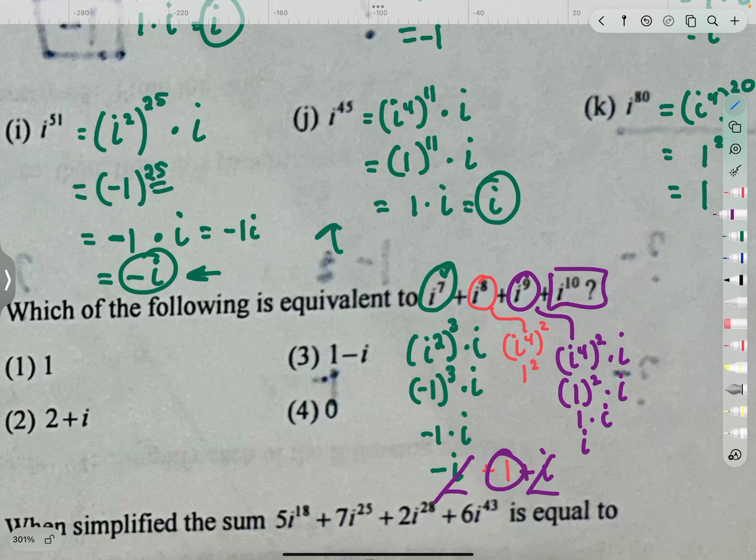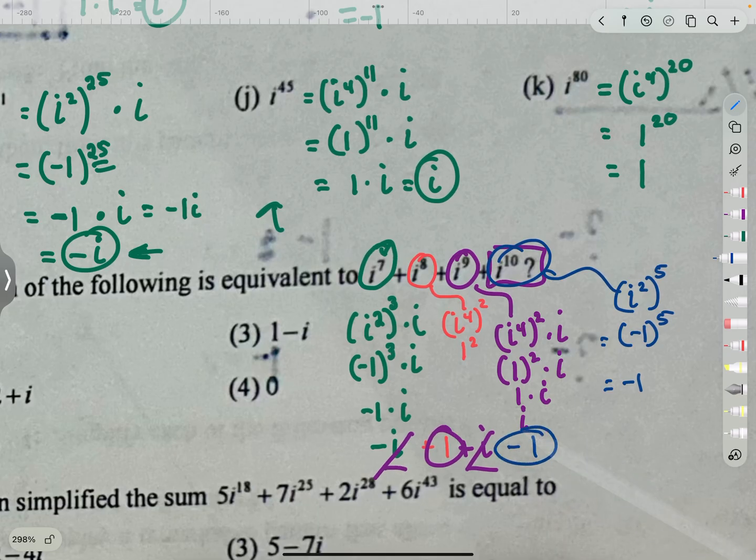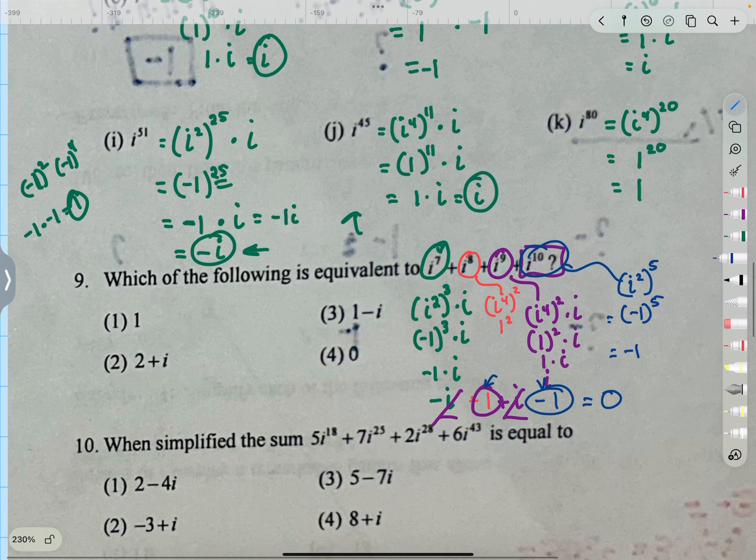So I'll pick my last color here if I can find. There we go. We'll do this in blue. i to the 10th. I'm going to do it with an i squared because the 2 goes into it evenly. i squared is negative 1 to the 5th power. Negative 1 to the 5th, that's an odd exponent, so it comes out to negative 1. So now I've got a minus 1 attached down here, and that's going to cancel with this positive 1. All these terms add up to a 0. Answer 4.